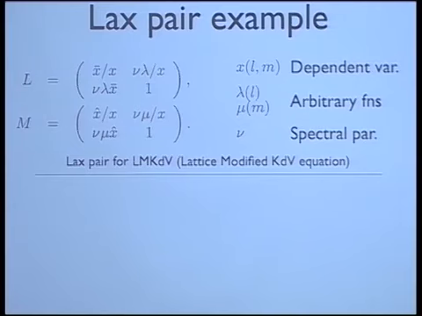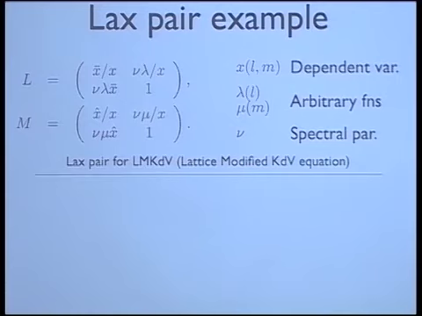Now let's see this thing in action. Here's an example for the lattice modified KdV equation. You can see inside the lax pair now, here the lax matrices L and M, and inside there we have X, which is the dependent variable which will solve the nonlinear equation. We have some arbitrary functions, lambda and mu, which are arbitrary functions of just one lattice direction. These are like parameters, but it's a non-autonomous system, so they're functions of one of the lattice directions. And we also have the spectral parameter nu.